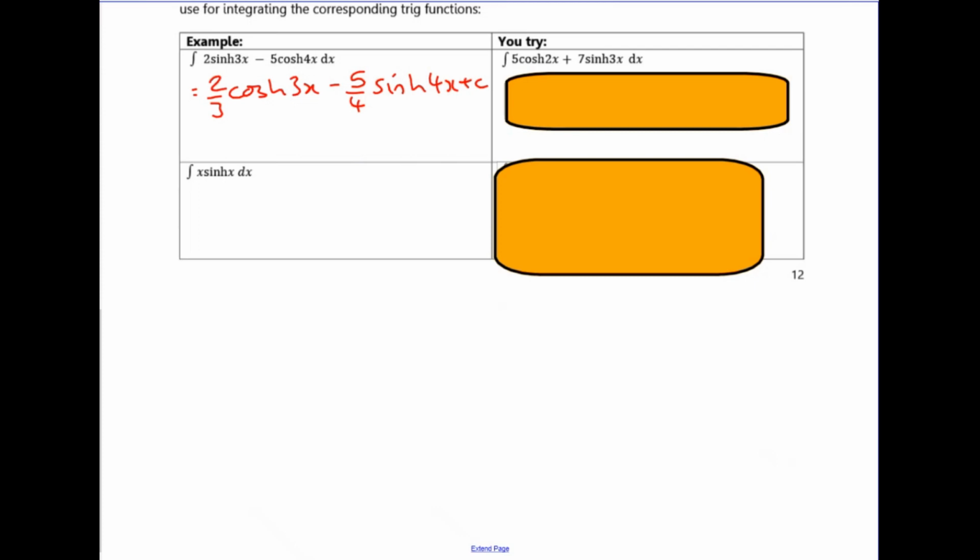The next one, x sine x, is an integration by parts question. LIATE doesn't really apply here because there's no hyperbolic, but you can treat it like a trig. So we've got algebra before trig, so we're going to choose u to be x in this case and dv by dx to be sine x. Differentiating the x goes to 1. Integrating the sine x just goes to cos x.